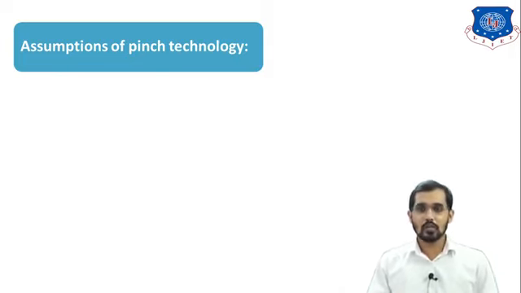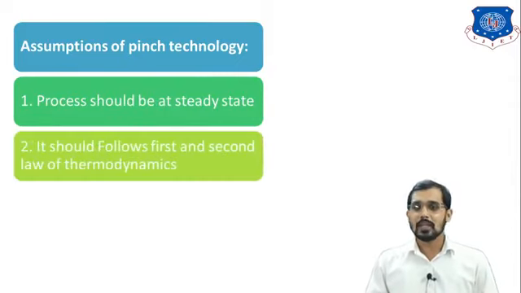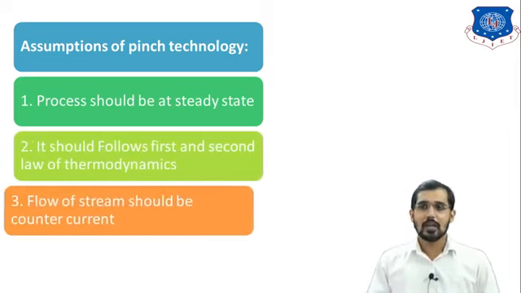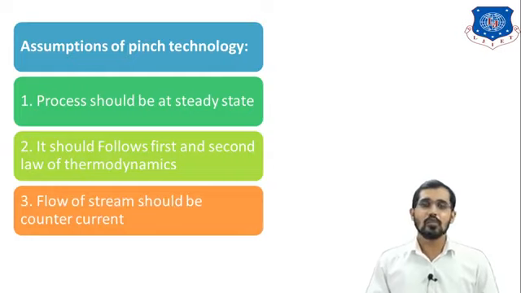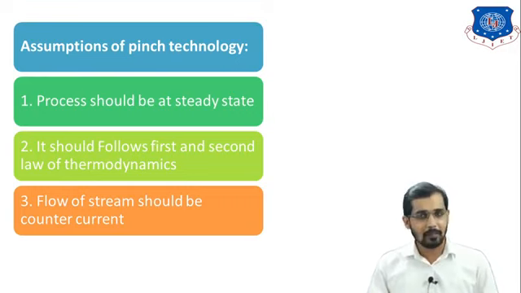Before that we should know some assumptions for pinch technology. You can see on the screen, first assumption is the process should be at steady state. Second, the process should follow the first law and second law of thermodynamics. And third, the flow of the streams should be in counter current mode. You should know the meaning of steady state. I told you in the last lecture as well, a steady state process is one in which process parameters do not vary with time.